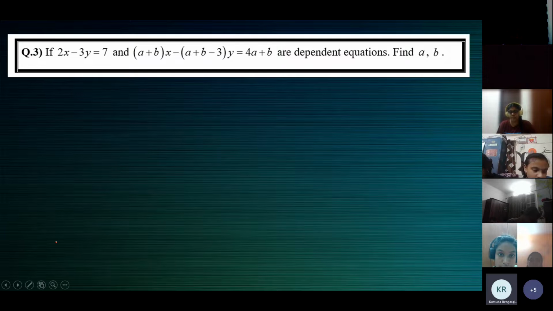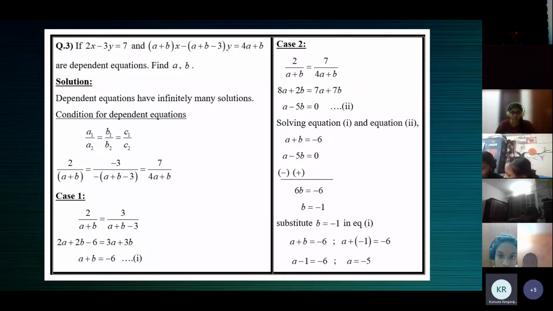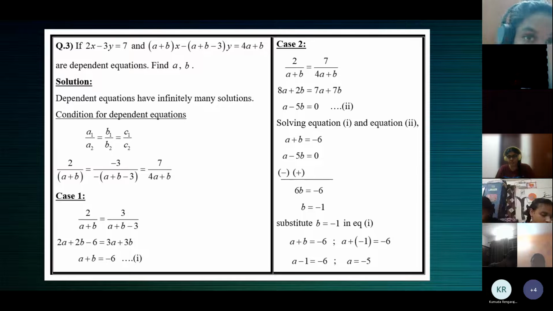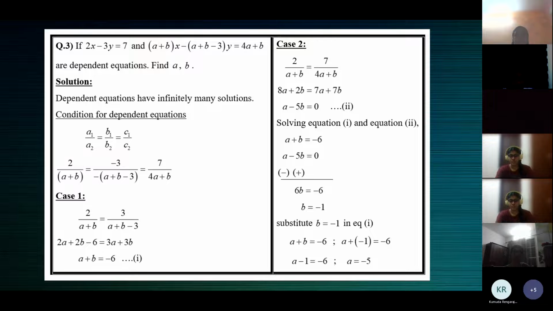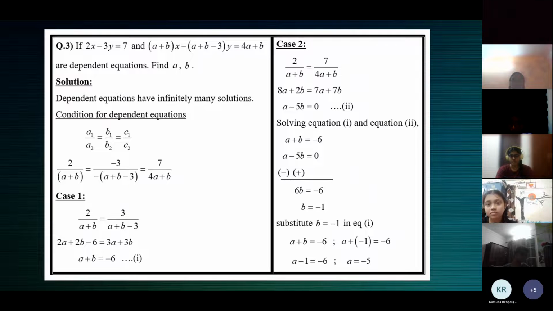Good, Tarun M. Class answer. Got the same answer. Very good, Kanishka. Ma'am, I also got the same answer. Nandini. Very good. Ma'am, I also got the same answer. Meera. Nice.